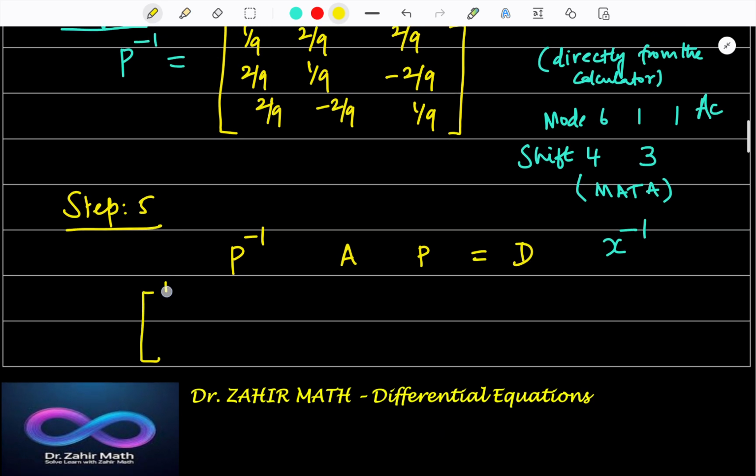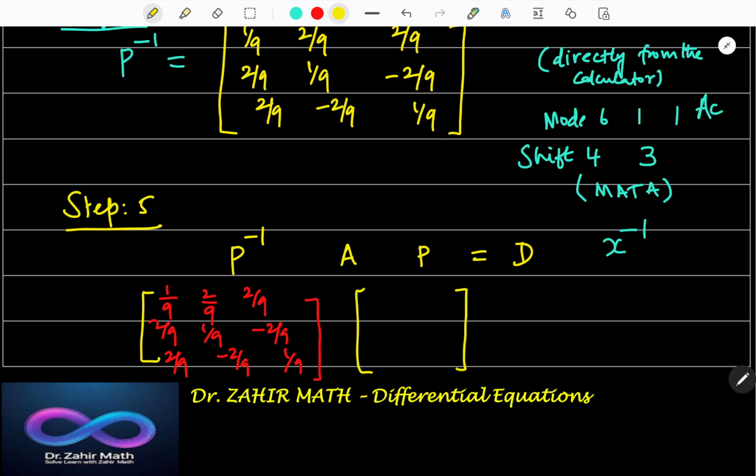So which is 1 by 9, 2 by 9, 2 by 9, 2 by 9, and 1 by 9, minus 2 by 9, 2 by 9, minus 2 by 9, 1 by 9. This is your P inverse. Then your A matrix is your question, right?